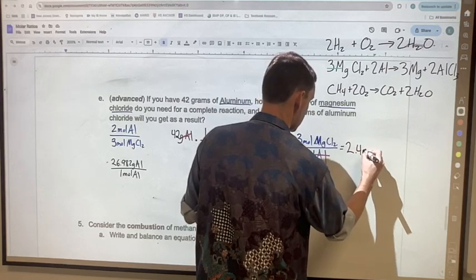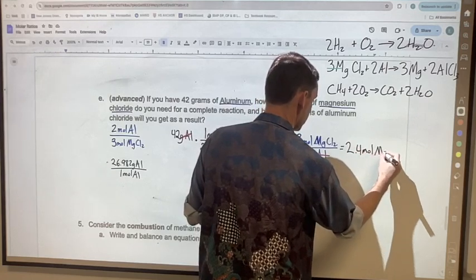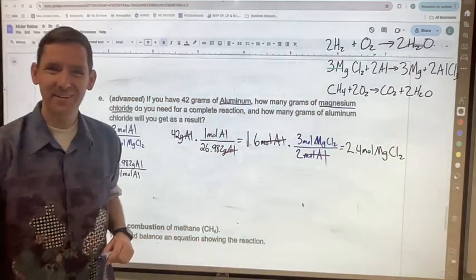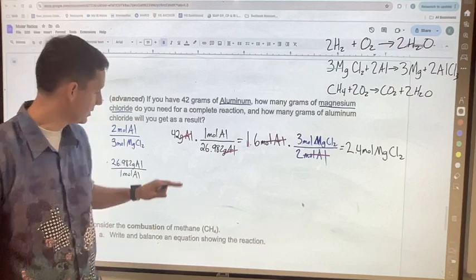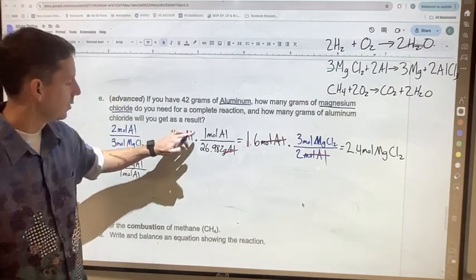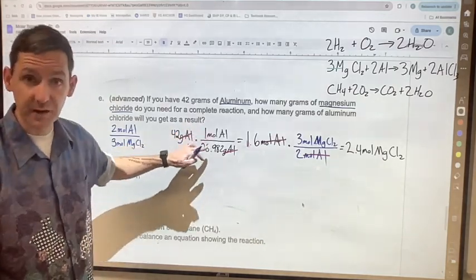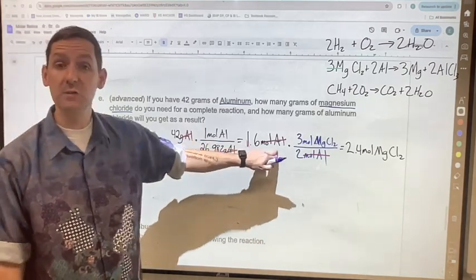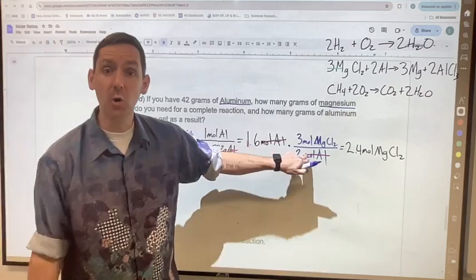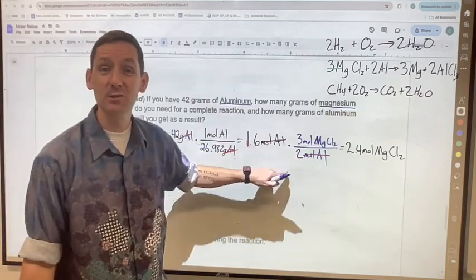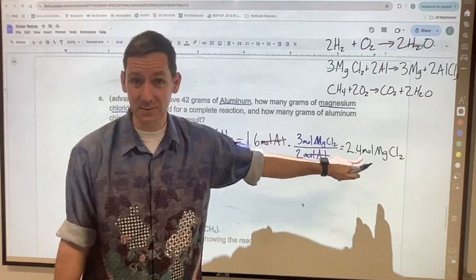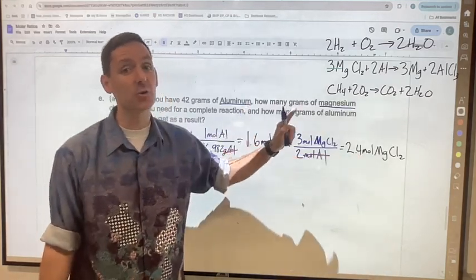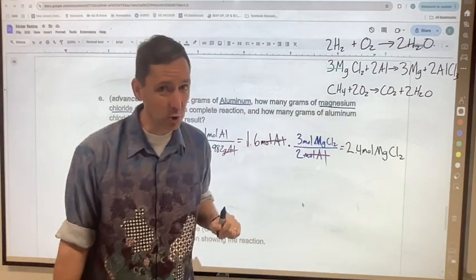2.4 moles of MgCl2. All right, so we started with grams aluminum. We used one conversion fraction to turn it into moles of Al. Then we used our mole ratio to turn it from moles of Al into moles of magnesium chloride. And we're not quite done because the question is asking for how many grams of magnesium chloride.